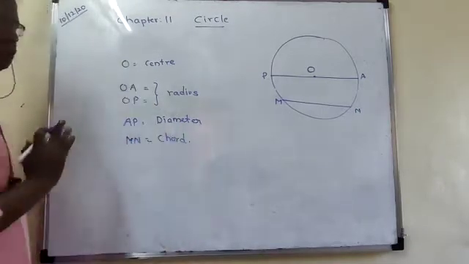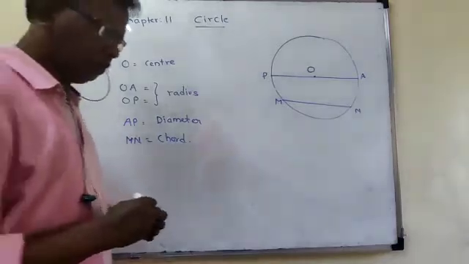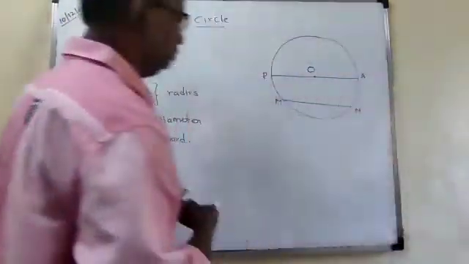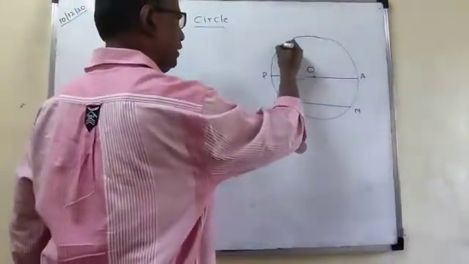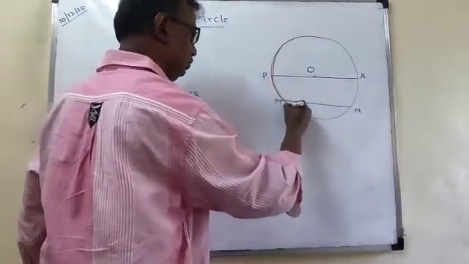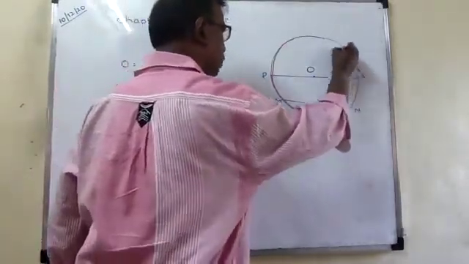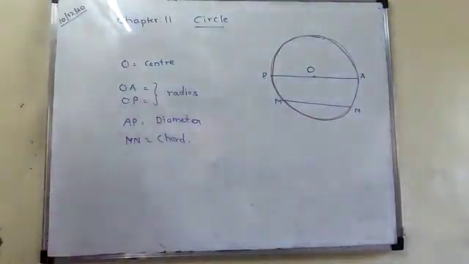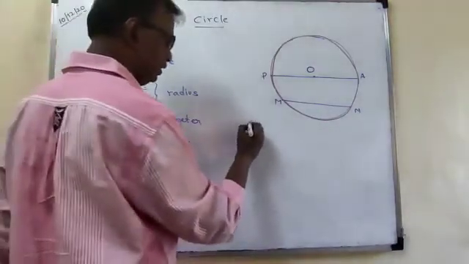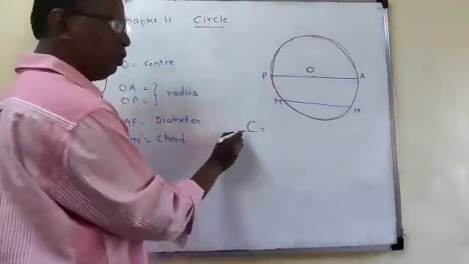Okay, this you studied last year. Now, what is this called? When you find the length of the circle, that is called circumference. What is called circumference? Circumference is written as C. C stands for circumference.